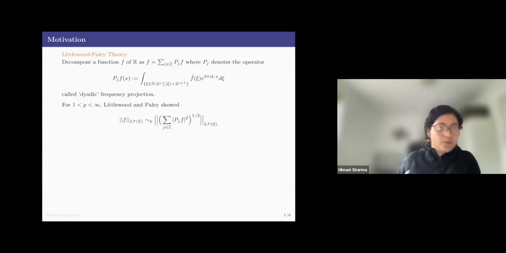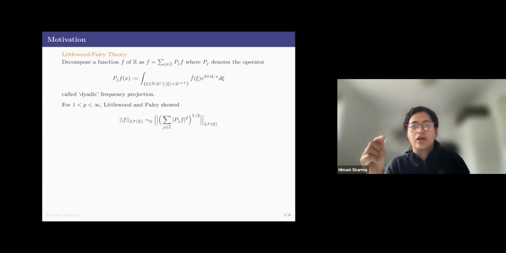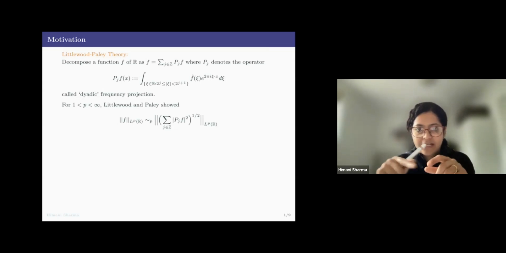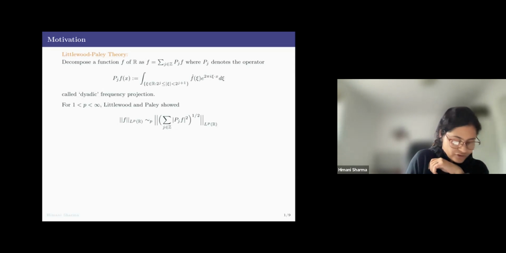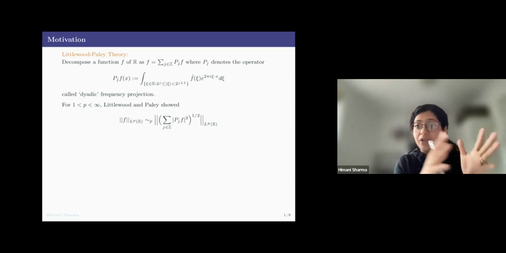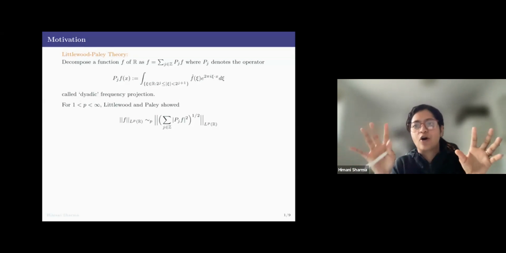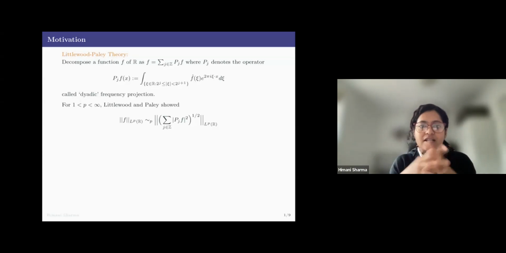It was shown by Littlewood and Paley that for p lying in the interval 1 to infinity, the Lp norm of the function f is equivalent to the Lp norm of the quantity inside here, which is a square function. So we have an equivalence relation between the Lp norm of the function and the Lp norm of a square function. This is what we are seeing here.